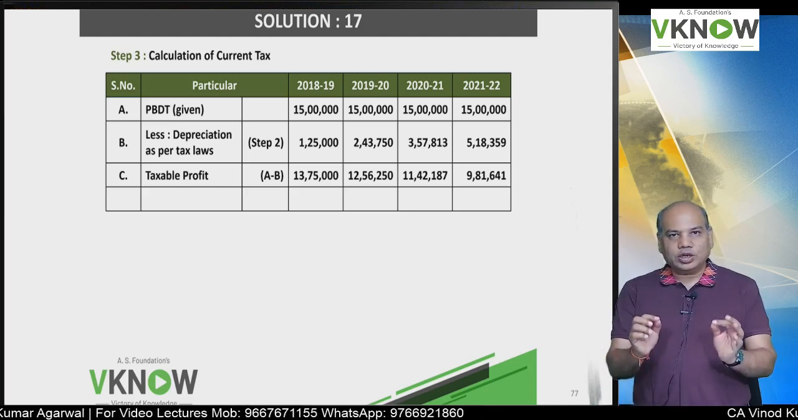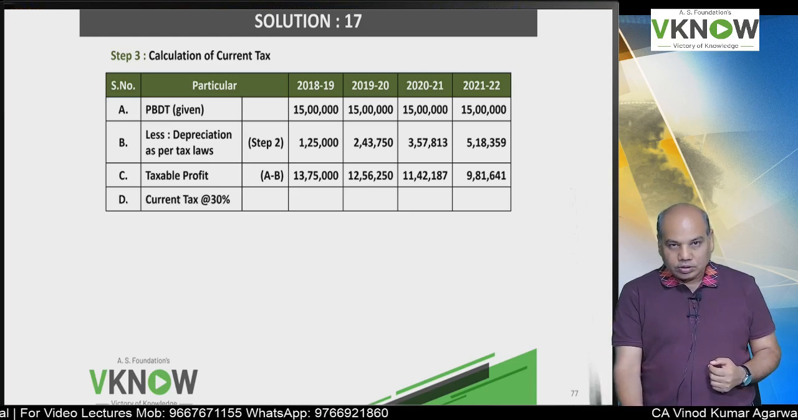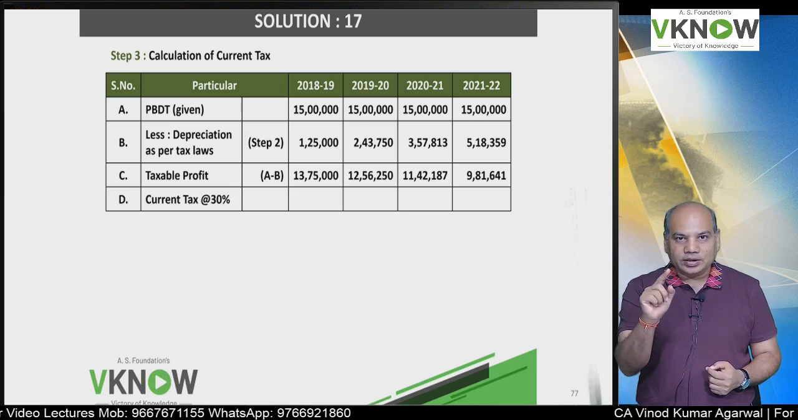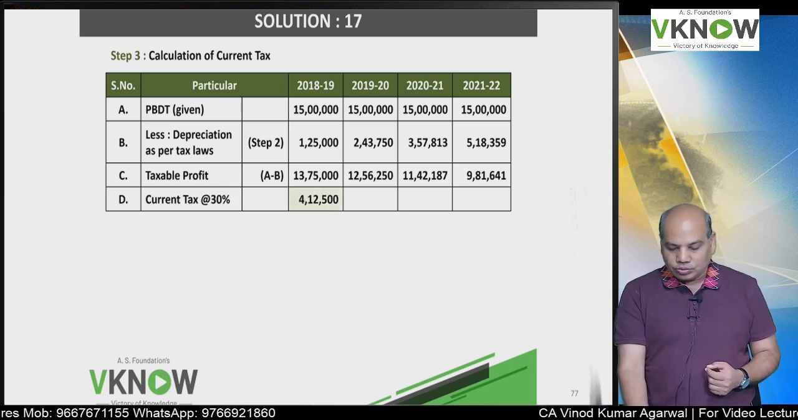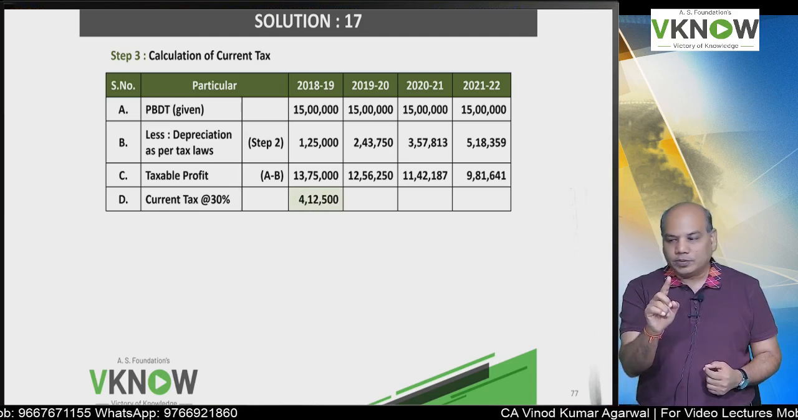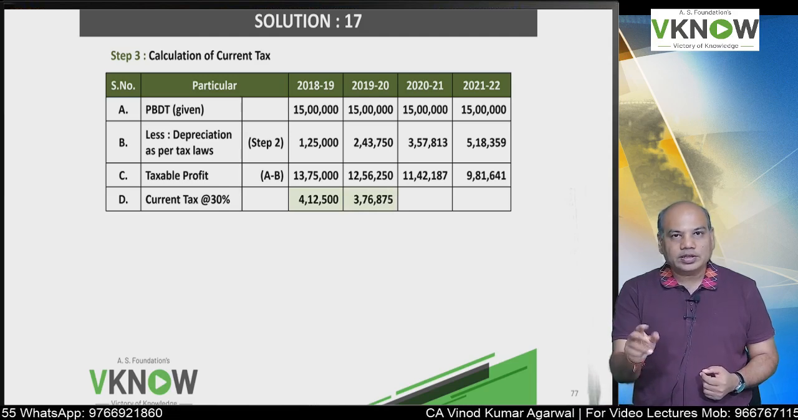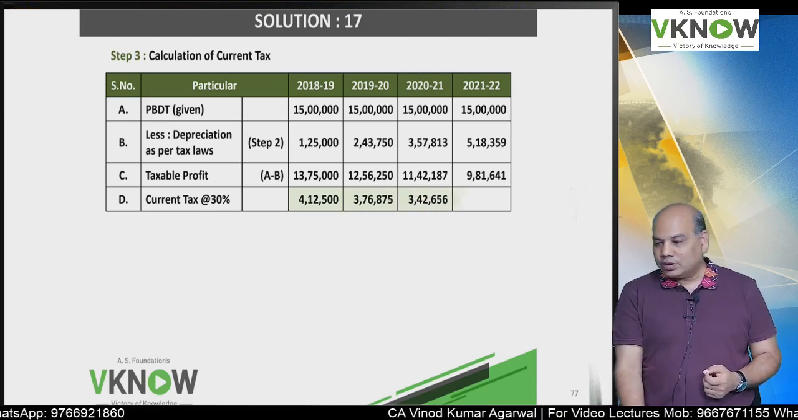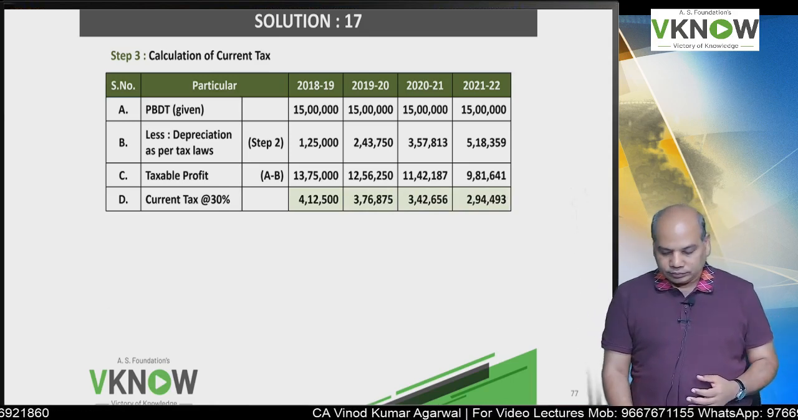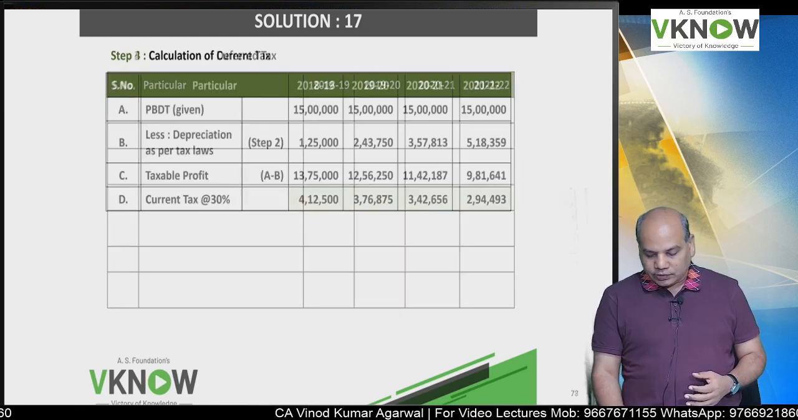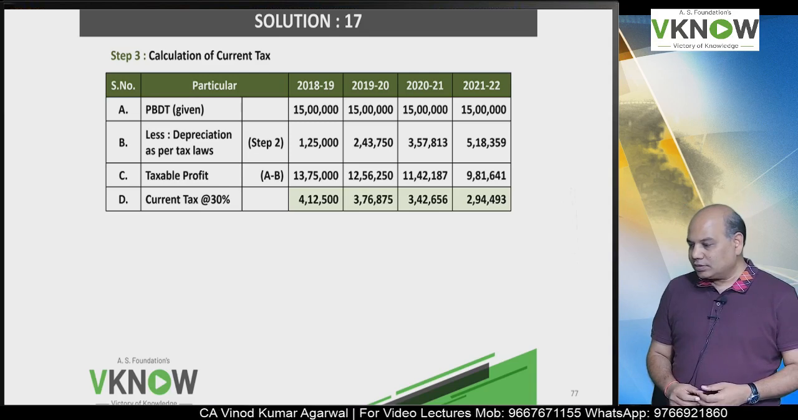Now I will tell you quickly how to get the tax liability. Tax rate is 30%. First time when you compute 0.30 into 13,75,000 equal to, now you only type 12,56,250 equal to, 11,42,187 equal to, 981,641 equal to. So that gives you current tax. Is the current tax right? Please all of you check. If it is right, say yes.